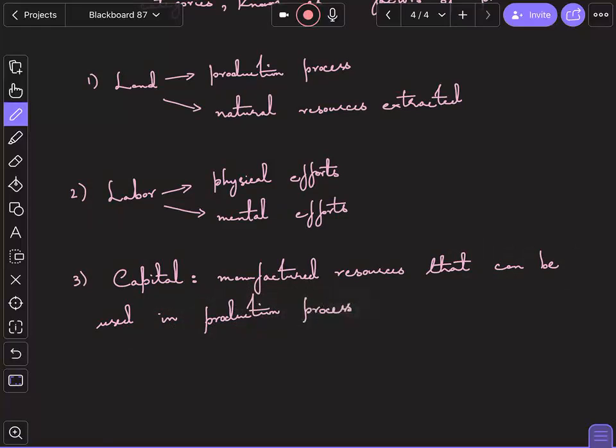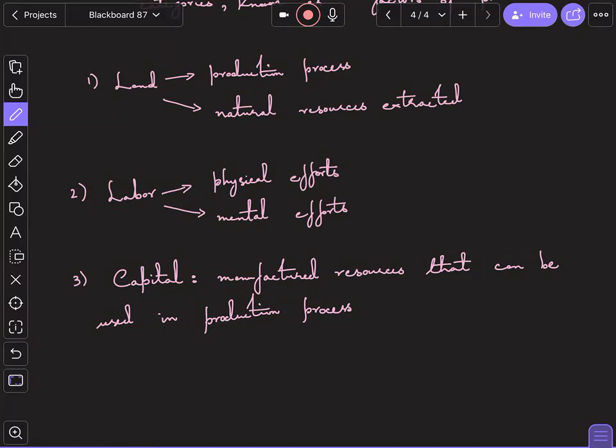So guys, please make sure that we do not mean money when we refer to capital in economics. Capital in economics means all the manufactured resources, all the manufactured goods that you can utilize in the further production process, such as your machinery, your tools, your equipment, your vehicles that you will be utilizing in the production process will be examples of capital.